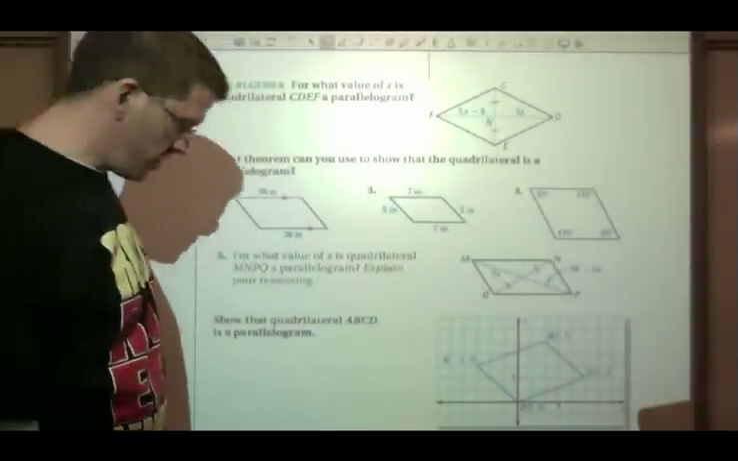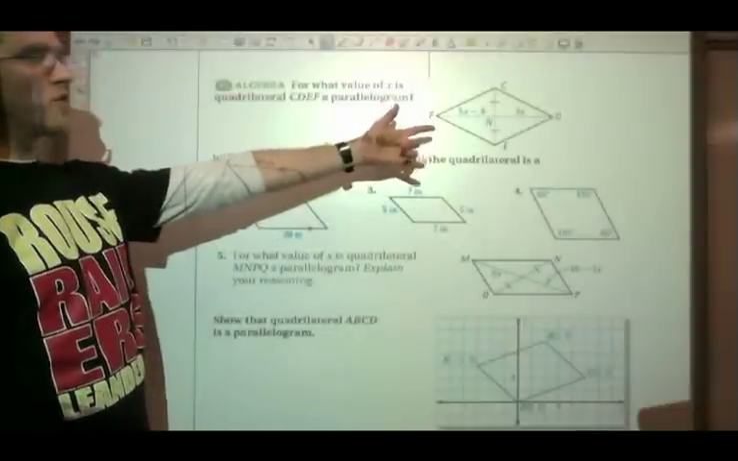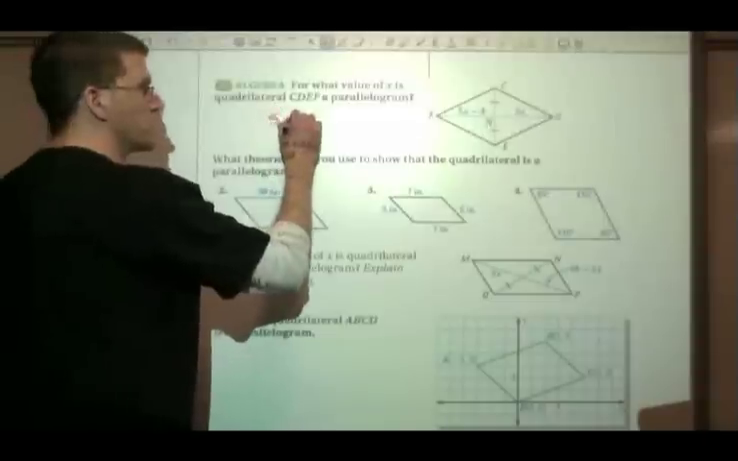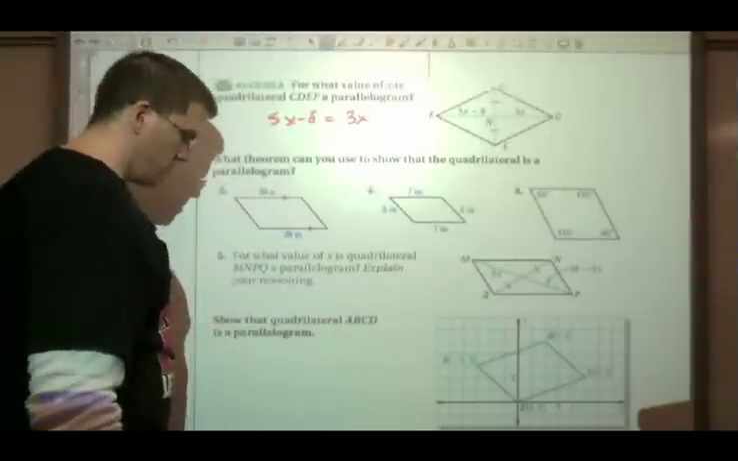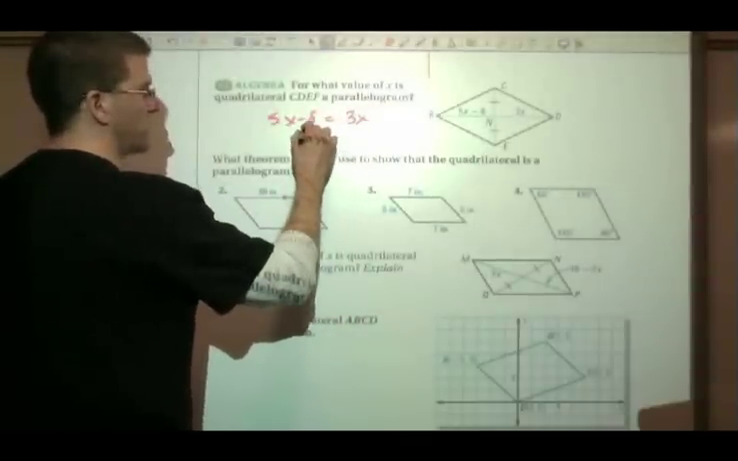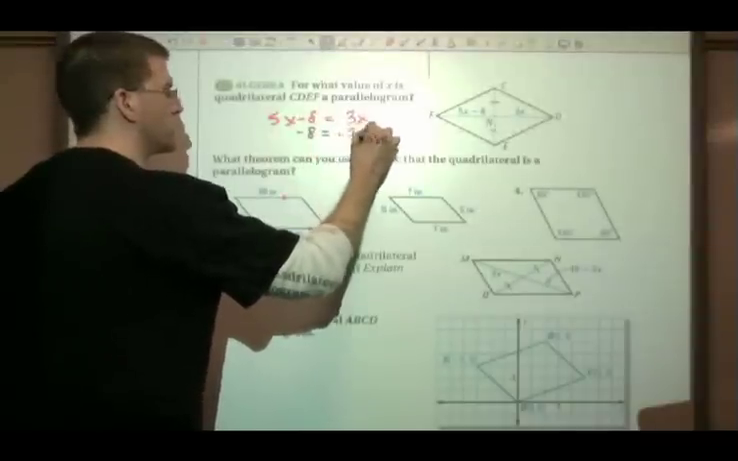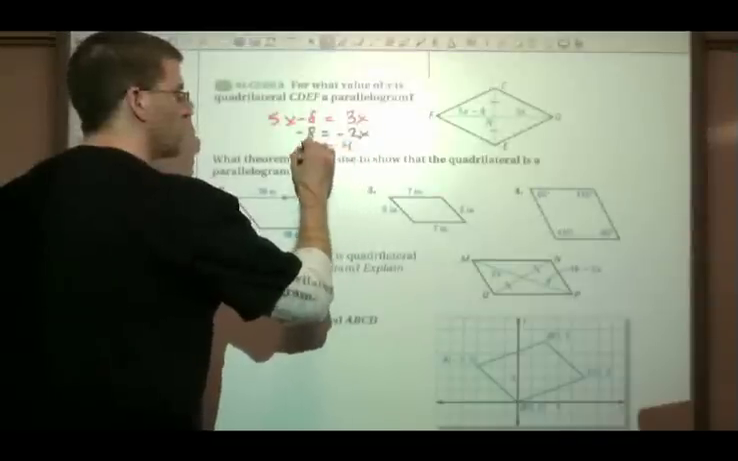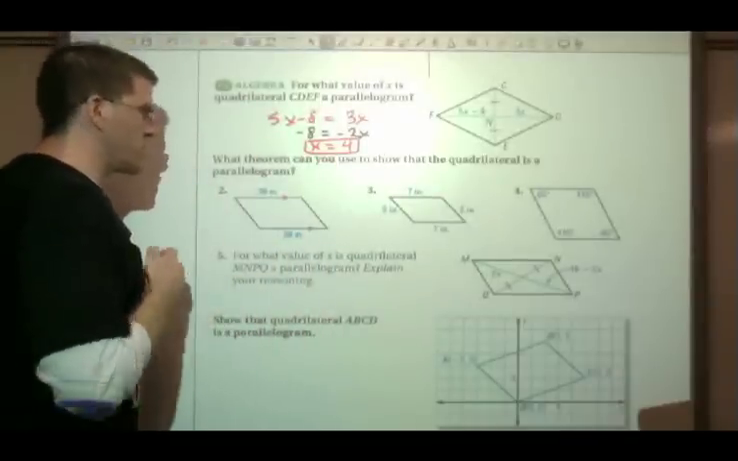When we do the algebra, you'll notice it's going to get a lot simpler. Prove this is a parallelogram using the theorem we just talked about above. All I would need to do is set 5x minus 8 equal to 3x. And then we just go through and solve by subtracting 5x from both sides. And we get negative 2x. That means that x is equal to 4. Doing a quick check. Yep, checks out.